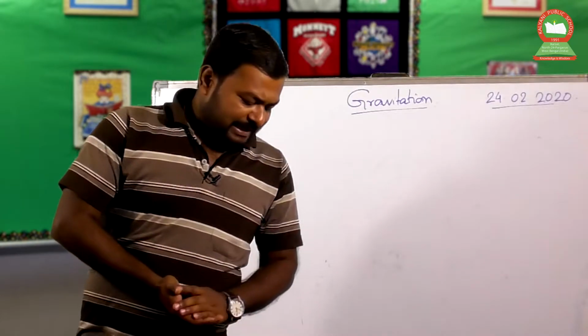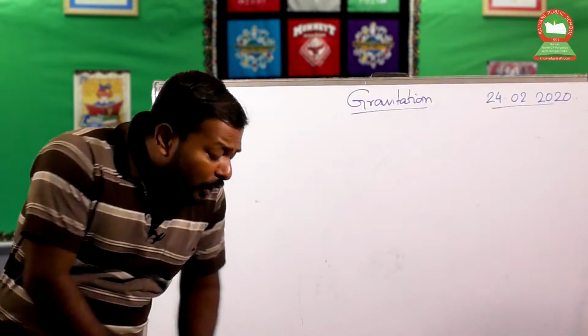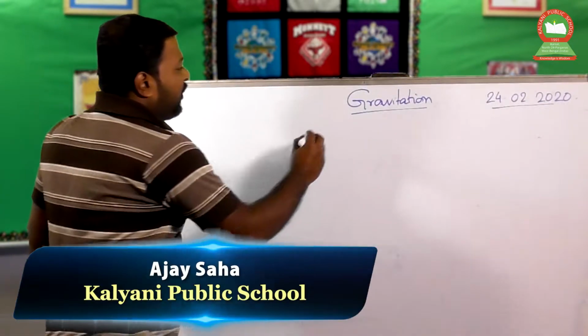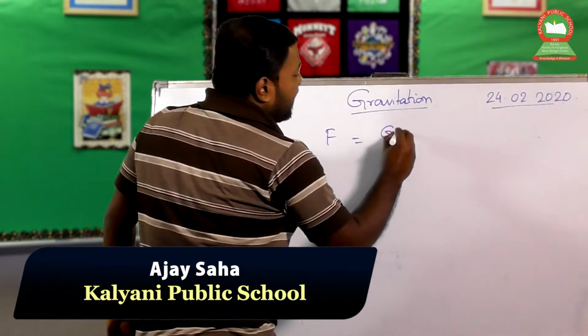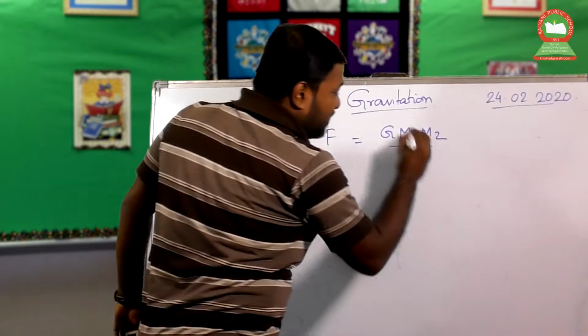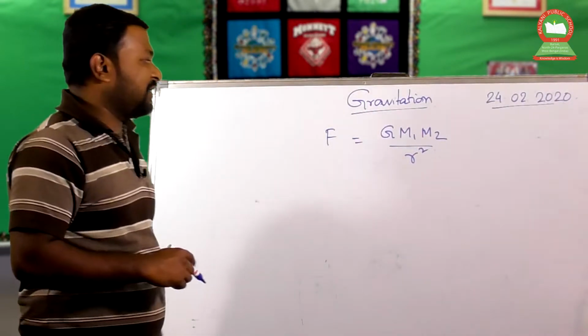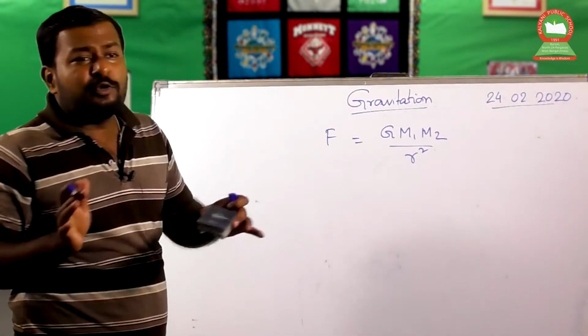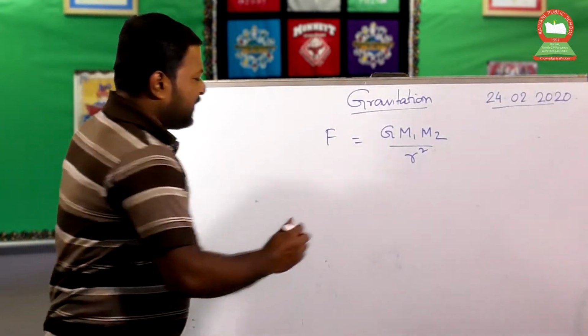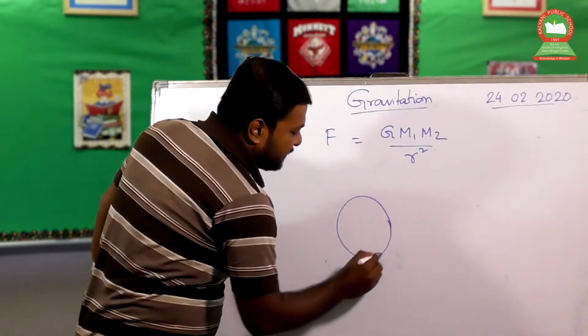Now in your previous class, we acquired the knowledge of G and the formula F equals G m1 m2 by r square. What is G? G is the universal gravitational constant. Now taking two masses, one huge and another small, take the example of Earth.